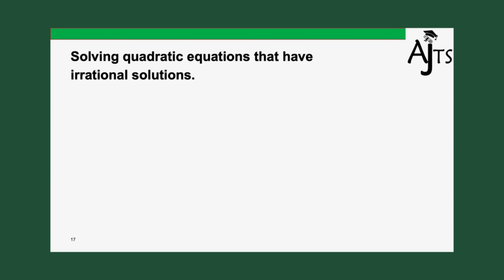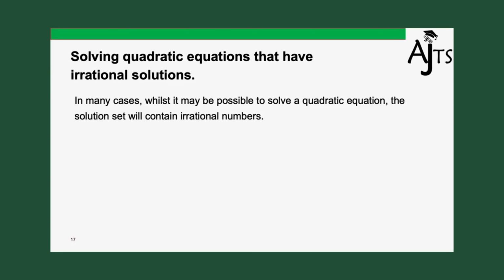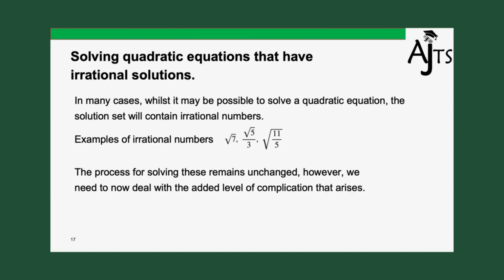This section looks at solving quadratic equations with irrational solutions. In many cases, although a quadratic equation can be solved, the solution set may contain irrational numbers. Examples of irrational numbers include square root 7, square root 5 over 3 and square root of 11 over 5. The method used to solve these quadratic equations remains the same. However, an additional level of complexity arises when interpreting and simplifying the solutions.